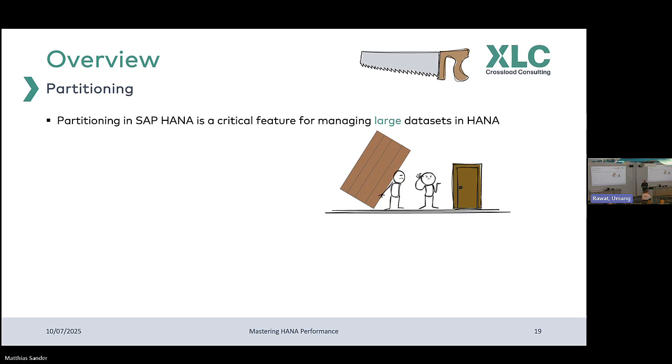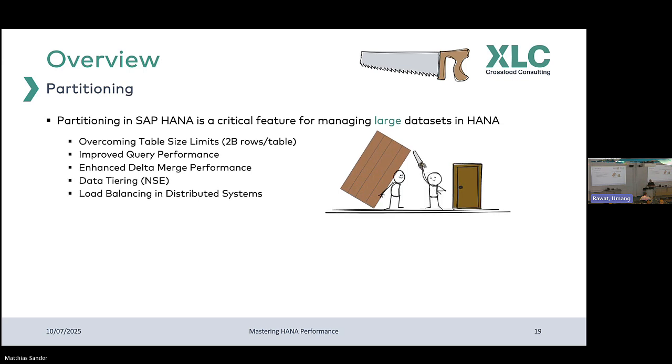Most of the time when I'm speaking about partitioning, people say it's only about overcoming the technical table size limit of 2 billion rows. Before SPS 07, it was 2 to the power of 31, so 2,147,000,000 and a few more digits. But with SPS 7, the limit is set to 2 billion via a parameter.